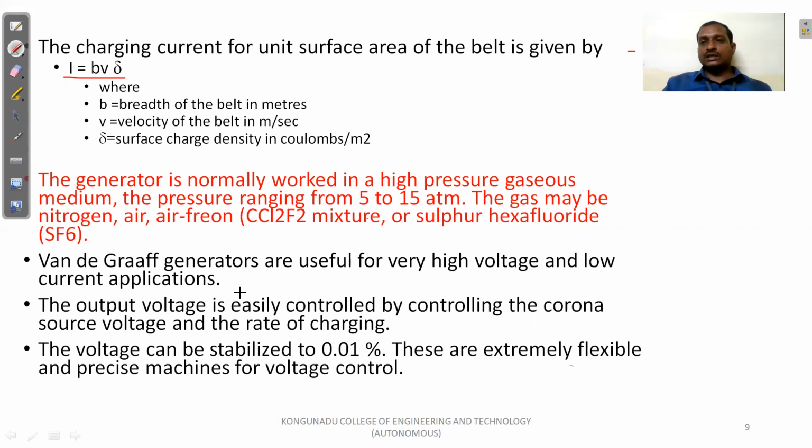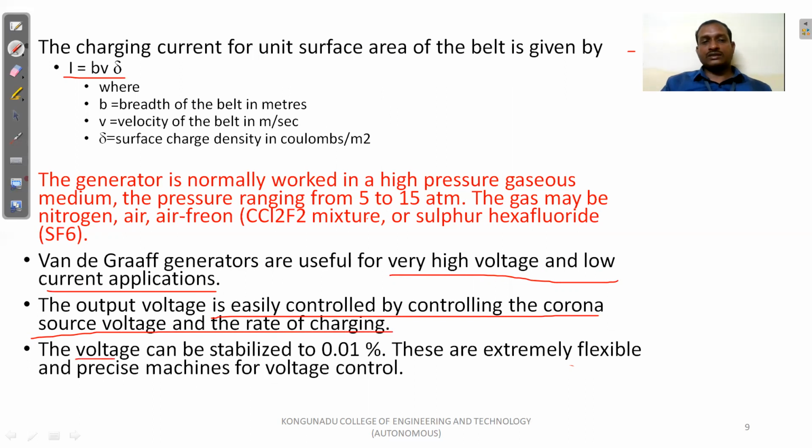Van de Graaff generators are very useful for very high voltage and low current applications. The output voltage is easily controlled by controlling the corona source voltage and the rate of charging.